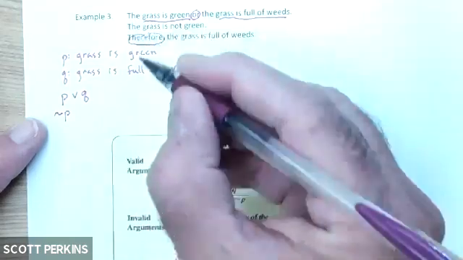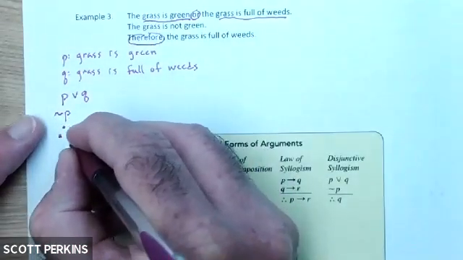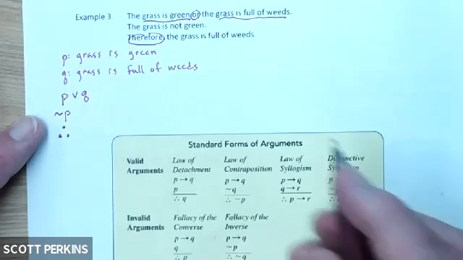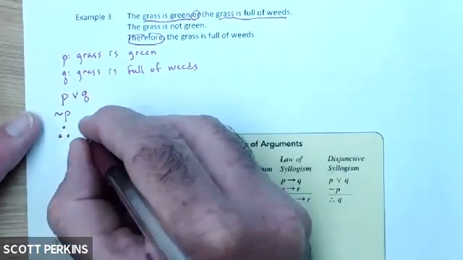Therefore, and I told you the cool math symbol for therefore is three dots arranged in a triangle. The grass is full of weeds. So that is Q. And there's my argument.